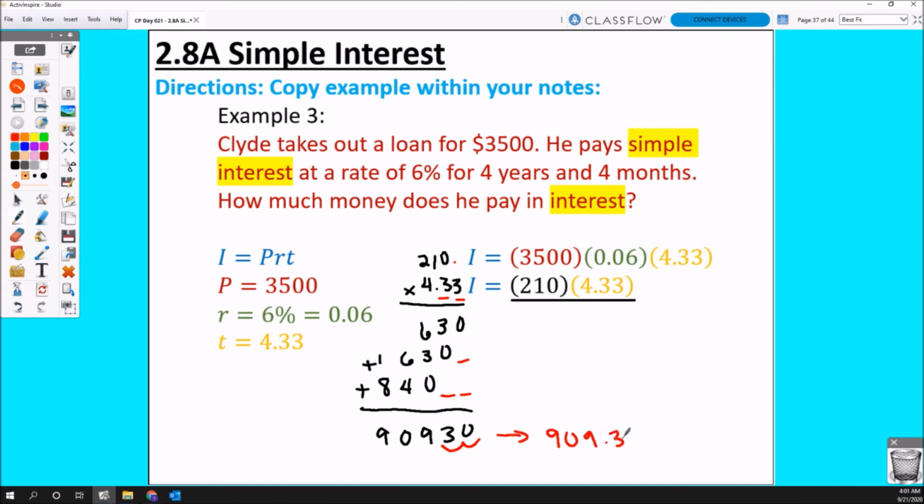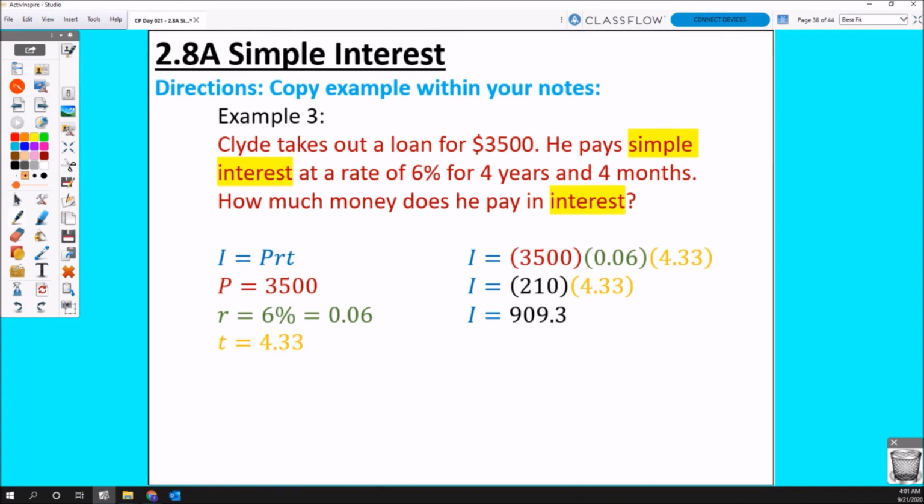909.30. But sometimes some people wrote 909.3 because they dropped the last 0. But keep in mind that after you calculate it, since we're dealing with money, we usually have 2 decimal places. So instead of 909.3, you just stick with 909.30. So again, when you're working with a calculator, you get this amount, 909.3.